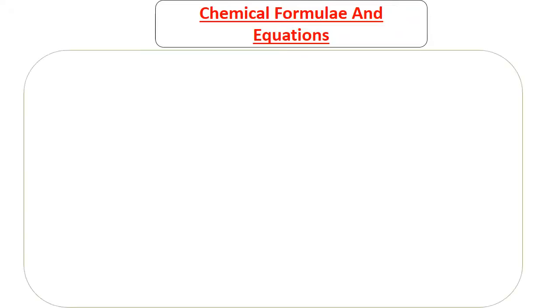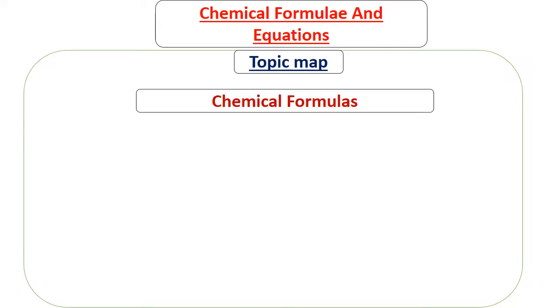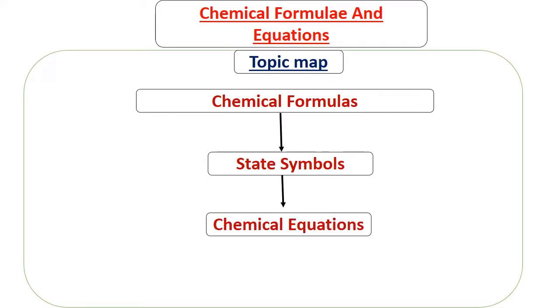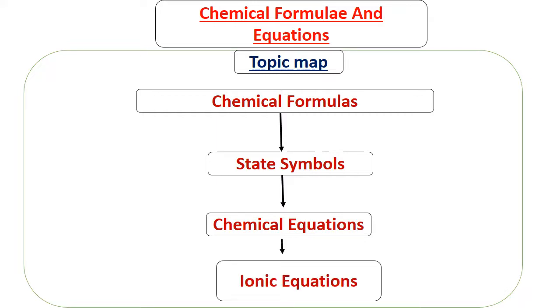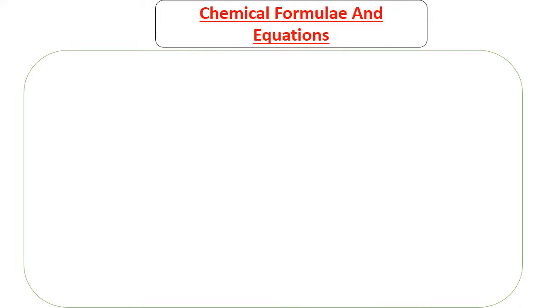Welcome to the second part of chemical formulae and equations. In the first video, we looked at chemical formulas. In this video, we're going to look at state symbols and chemical equations. I remember in the first video I promised that we'll even look at ionic equations, but because of the skill that you need to acquire on chemical equations, ionic equations is going to be a short video that we're going to do after state symbols and chemical equations. Let's get started.